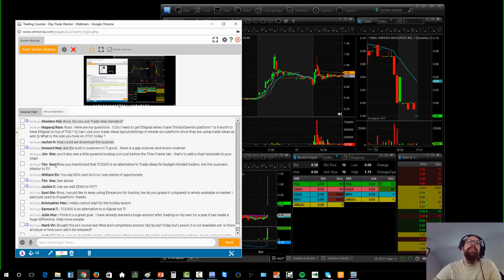I meant that TC2000 is great for charting. It's cheaper than eSignal, but it's not really as good for scanning. That's the thing, it doesn't have the same scanners and you can't backtest them.